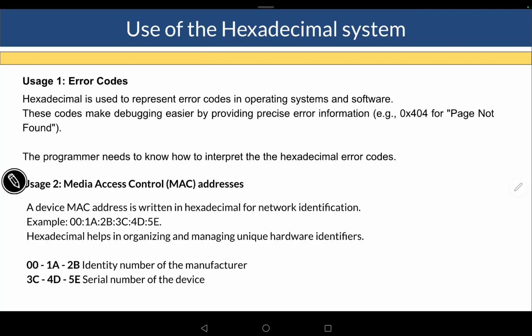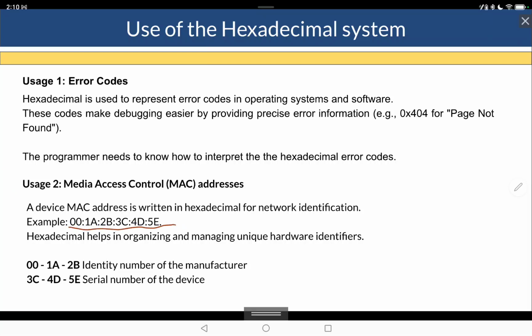Usage 2. Media access control, which is MAC addresses. So a MAC address is a unique identifier of a device on a network. MAC addresses are written in hexadecimal and it looks like this. The first part of the MAC address helps us to identify the manufacturer of the device, and the second part helps us to identify the device ID.